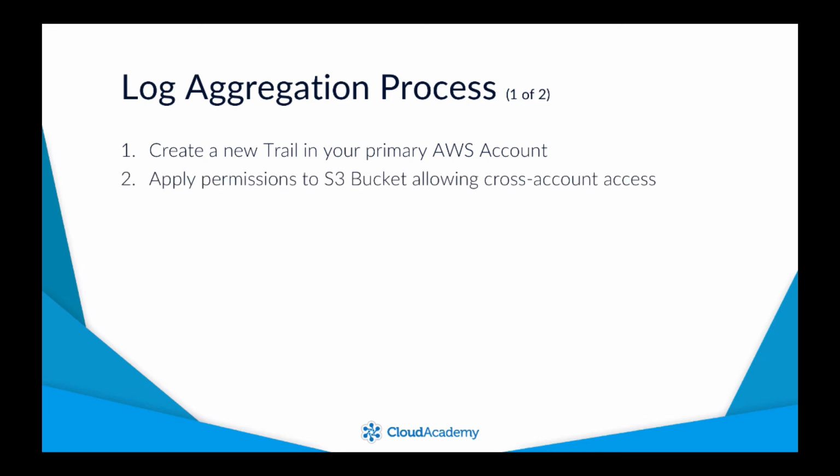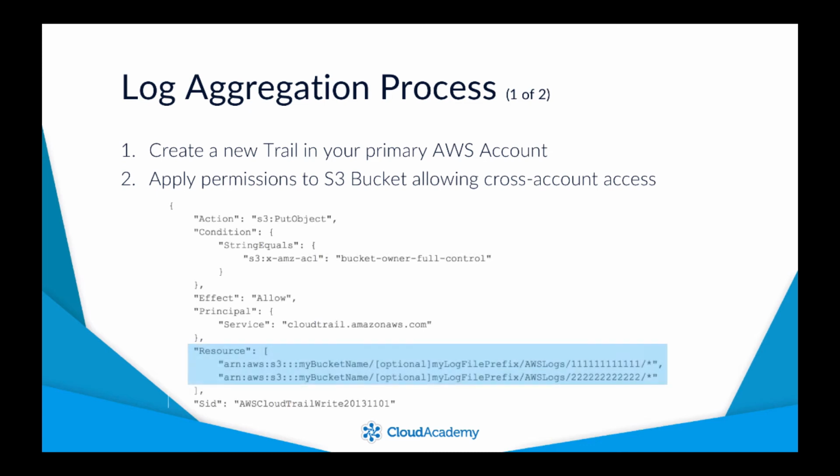Permissions need to be applied to the destination S3 bucket, allowing cross-account access for CloudTrail. Follow the instructions from Lecture 4 on how to set bucket policy permissions. Once permissions have been applied to your policy, you need to edit the bucket policy and add an additional line for each AWS account requiring access under the resource attribute in the section shown here.